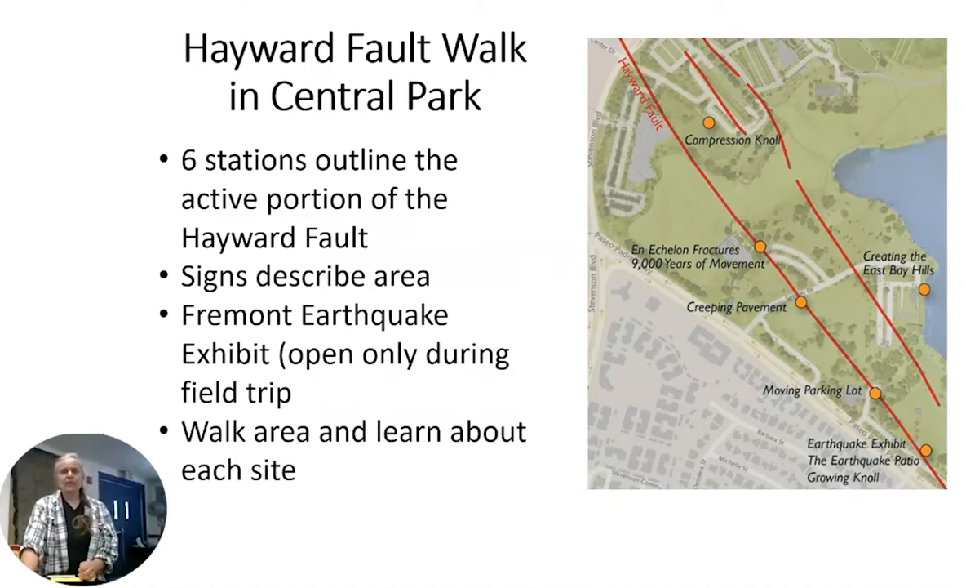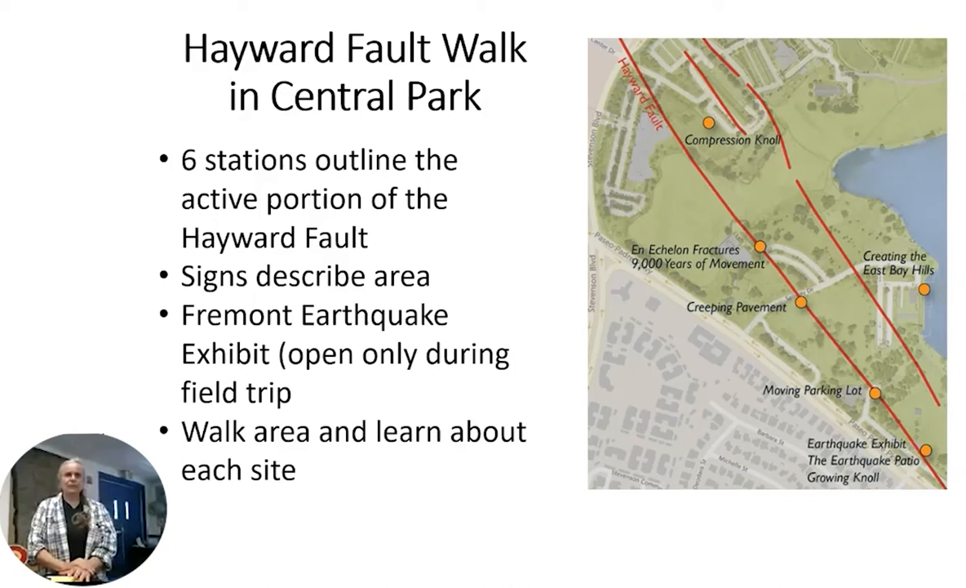Now, the nice thing about Central Park is the city put in signs so you can actually walk these traces. So you can go to Central Park anytime now and look at what we're going to go over. There are 6 stations and they outline the creeping part of the Hayward Fault. So you can learn and kind of walk with them. The building, however, is only open during field trips. So that's a little different, but at least you'll get to see it.